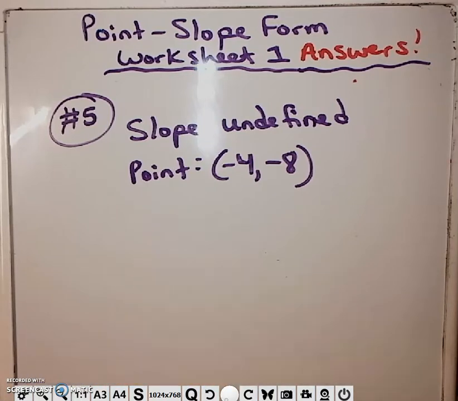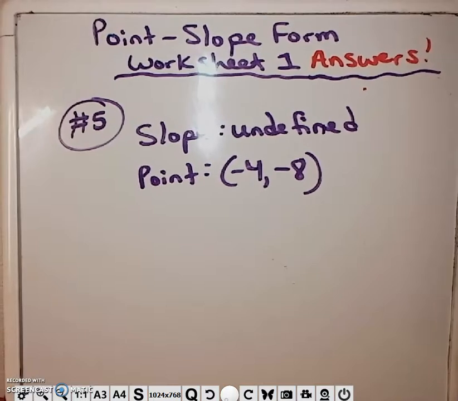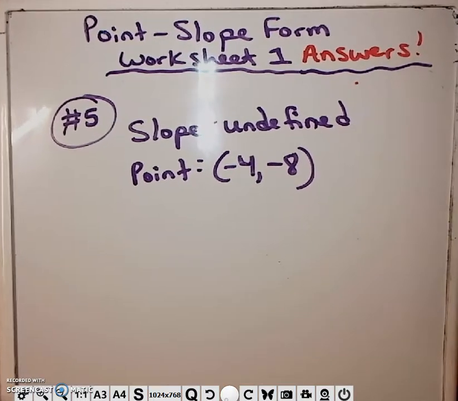So I gave you guys wrong information. I'm sorry about that. When you asked me, I was in the middle of like 5,000 things. You asked me, what do we do on this number here? Look at number 5 on your worksheet. It says, write the name of the line that has a slope of undefined and a point of -4, -8. And they want you to write it in point slope form.